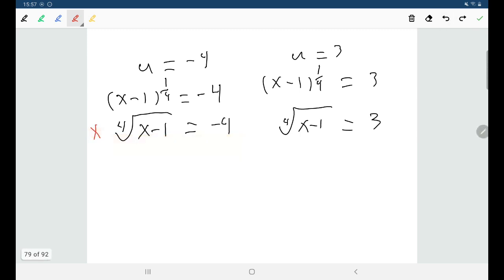But I'm going to pretend that I didn't notice that. I'm just going to work as though I was just working mechanically. And so if you wanted to get rid of those fourth roots, then you know what you would need to do, which would be to raise both sides to a power of 4.